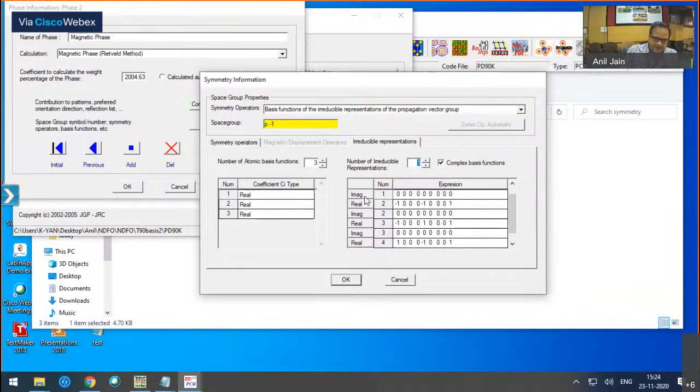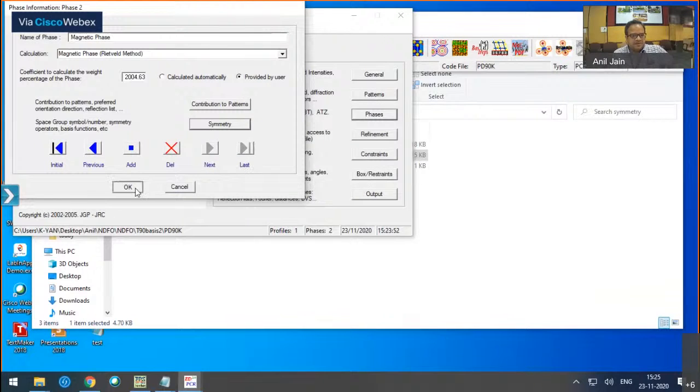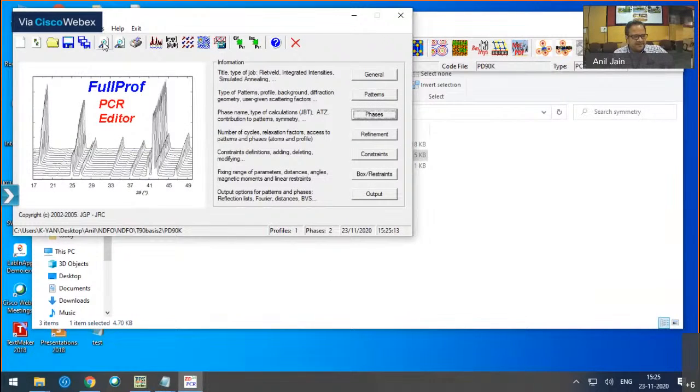So this is the imaginary part, real part, and this basis vector has 3 components, and these 3 components are along the direction of your crystallographic unit cell in the real space. So C1 of this plus C2 of this plus C3 of this we plan to determine. And these are the coefficients which are written here. Okay, let me save it.